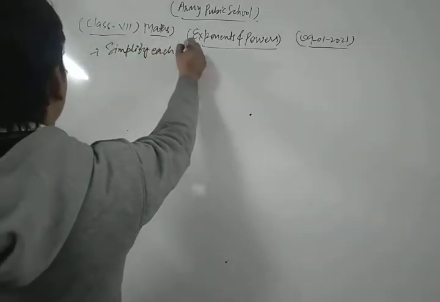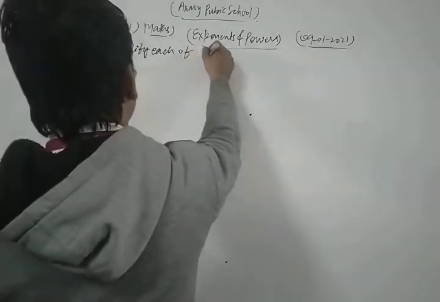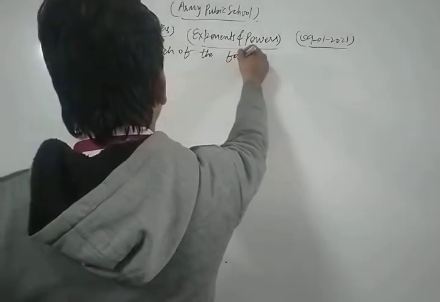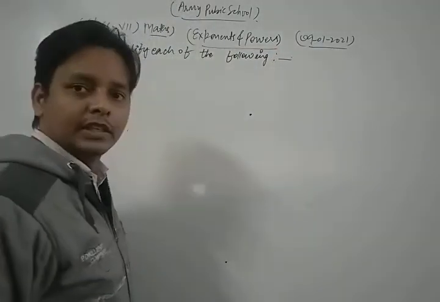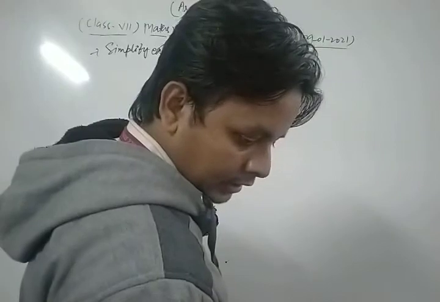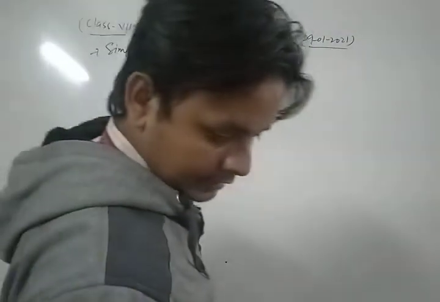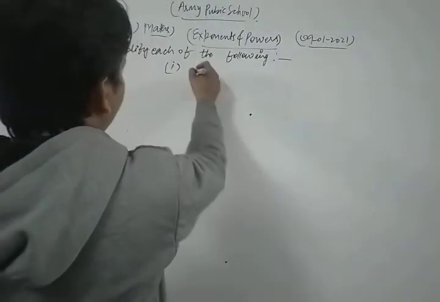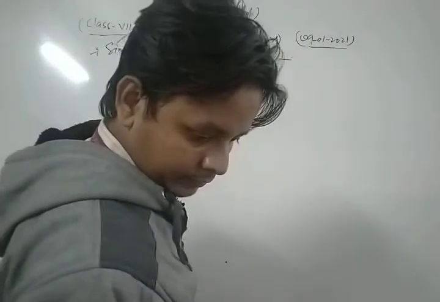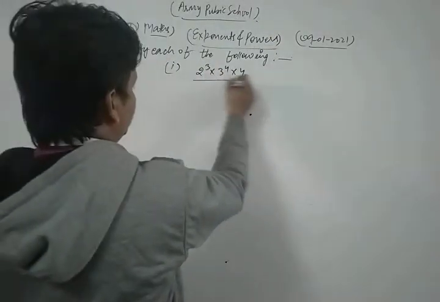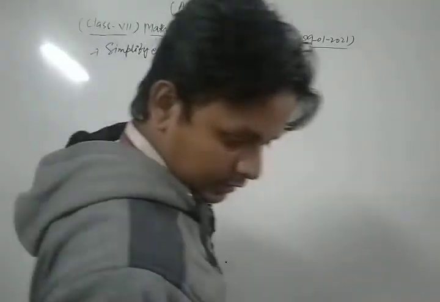Simplify each of the following. Okay, and the first part of this question is what, dear students? Let's see: 2 power 3 into 3 power 4 into 4 divided by 3 into 32. Second one is what, dear students?